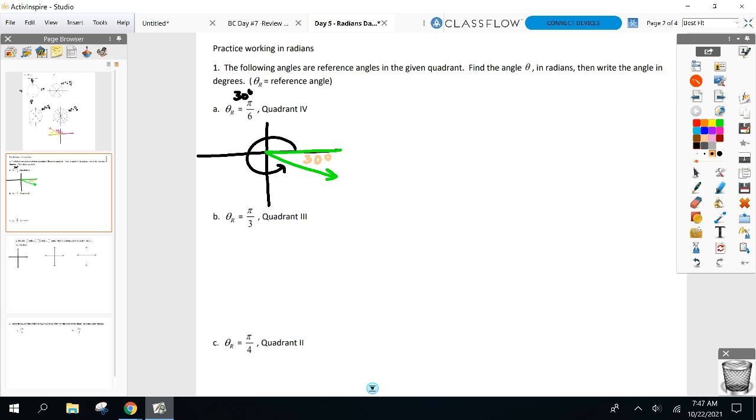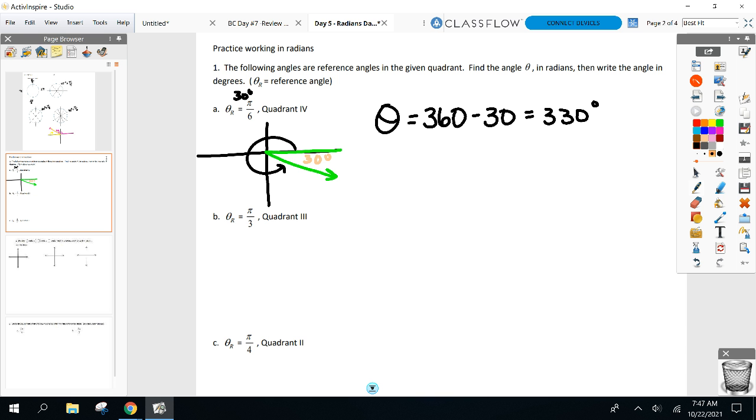Jeremy? So we know that this is quadrant 4, and so that means you have to take 360 minus 30, which is the reference angle. Yep. You need to get 330. So 360 minus 30, the reference angle, gives you the rest of the angle, which would be 330 degrees. Yep.